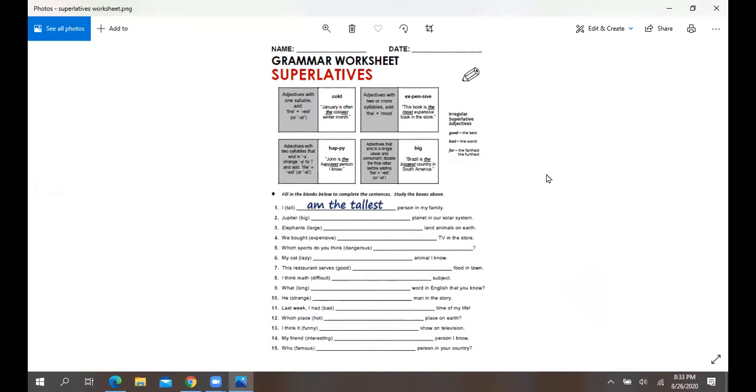Let me take an image and send it to your WhatsApp chat. And here you have to use the superlative form of the adjective that is in parentheses. So you guys are digesting this topic really good. So let me assign you to working pairs again.